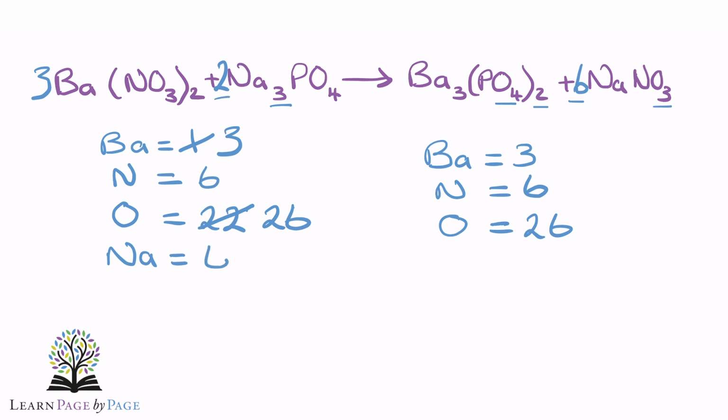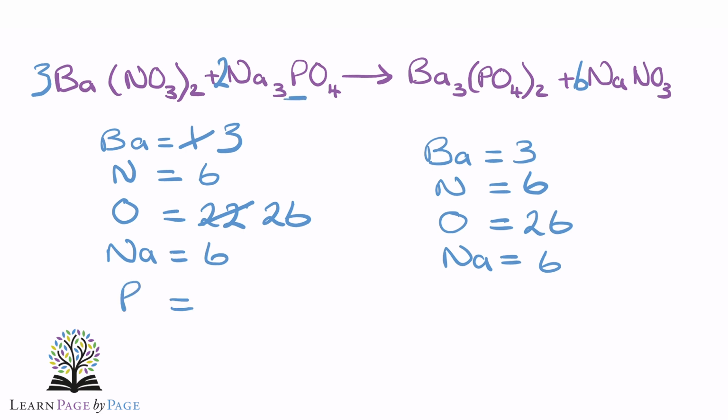So that gives us 6. Over onto the products. There's no sodium in the first product. In the second product, we have 6, perfectly balanced. Lastly, we're going to go on to the phosphorus. Let's rub some of these lines out.